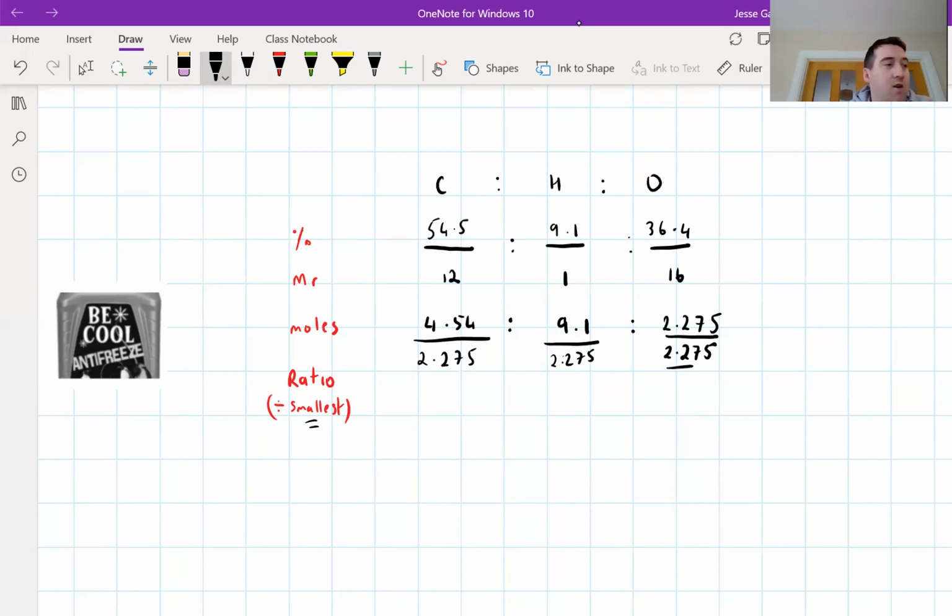So each of these sums, what you're going to get here is 2. This is going to come out to 4. And this one's going to come out to 1. So this is our lowest whole number ratio of carbon to hydrogen to oxygen. 2 is to 4 is to 1.